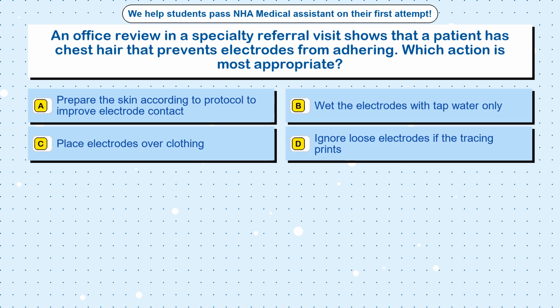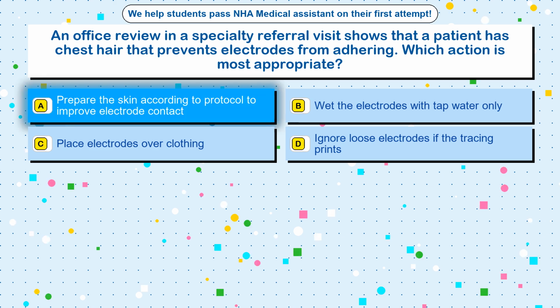Question 26. An office review in a specialty referral visit shows that a patient has chest hair that prevents electrodes from adhering. Which action is most appropriate? Option A. Prepare the skin according to protocol to improve electrode contact. Option B. Wet the electrodes with tap water only. Option C. Place electrodes over clothing. Option D. Ignore loose electrodes if the tracing prints. The correct answer is option A.